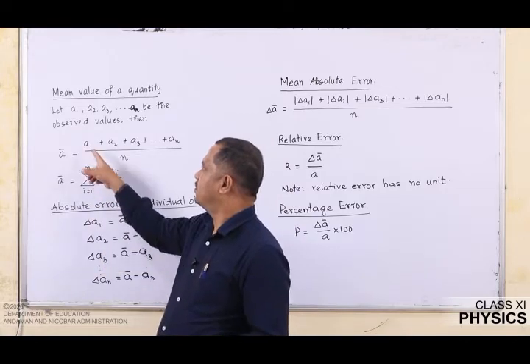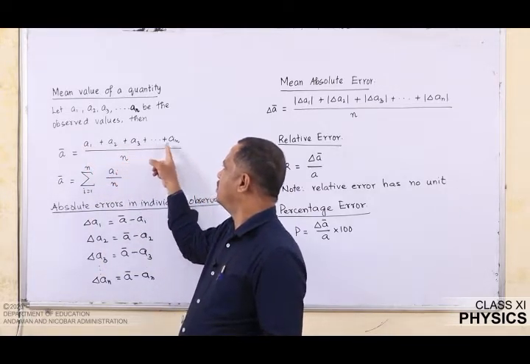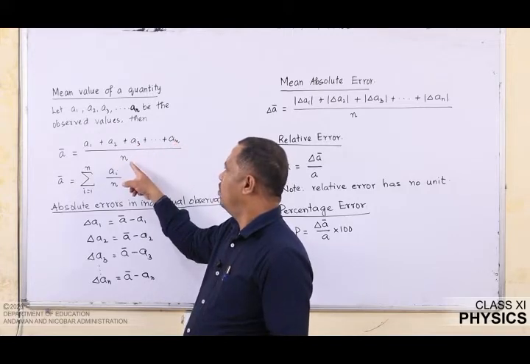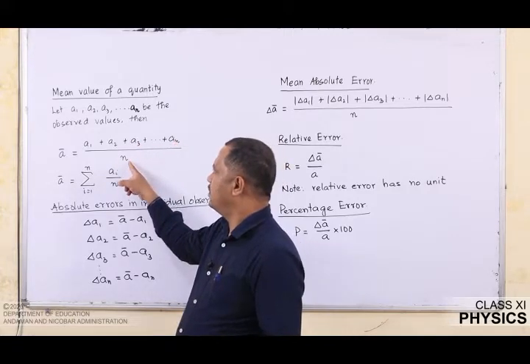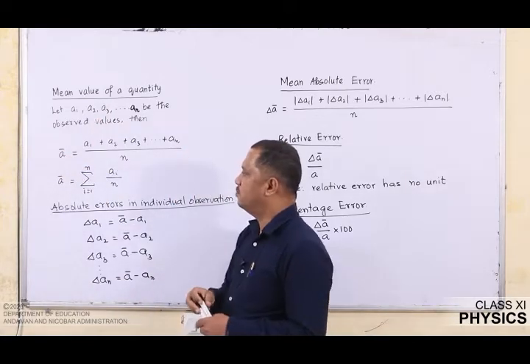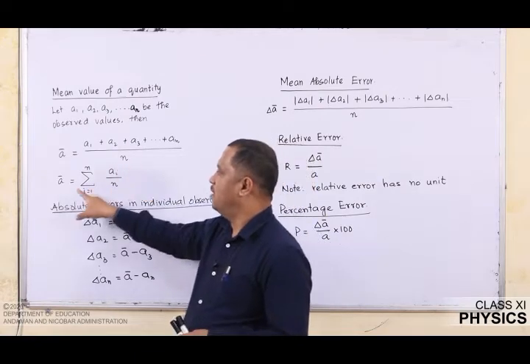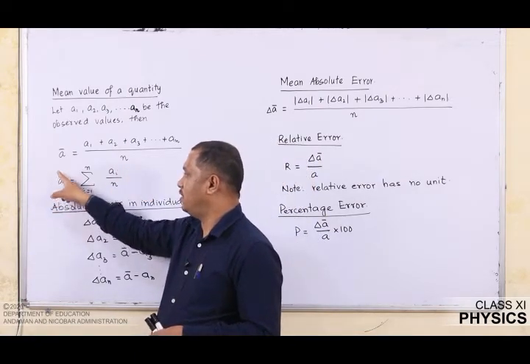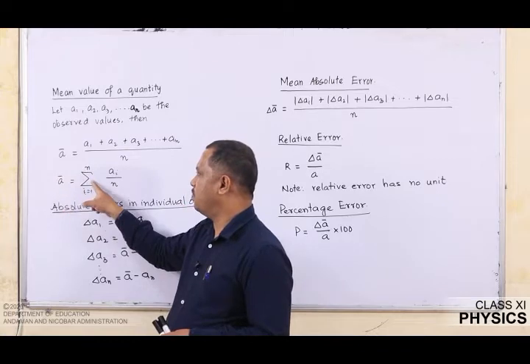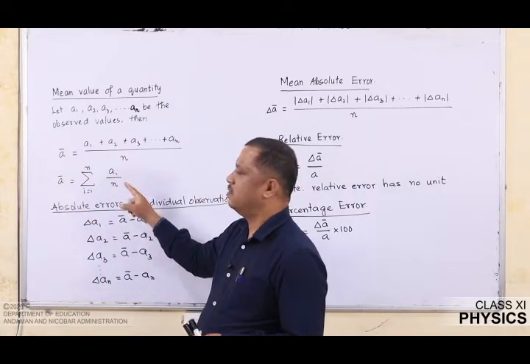And as such, observed values A1 plus A2 plus A3 plus dot dot dot plus AN over N. This is going to give me the mean value or average value of the observed physical quantity. And in short, we can write in the condensed form like this: average of measured value is equal to summation of i equal to 1 to N of Ai, all measurements, divided by N.